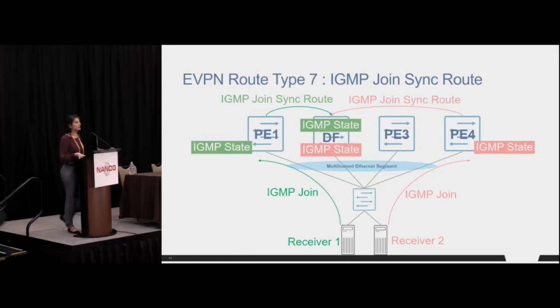So now the DF is your single point of representation for your multi-access segment and has all the information about all the receiver state across that multi-access segment. Once the DF has that state, it is then able to generate a route type 6 and send it up to the core to pull the appropriate traffic down.